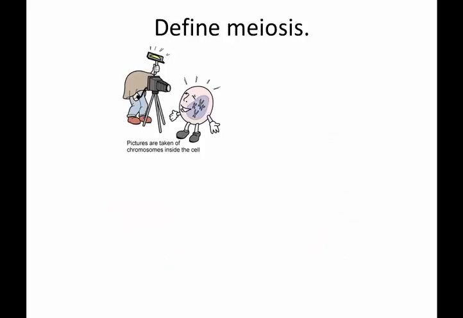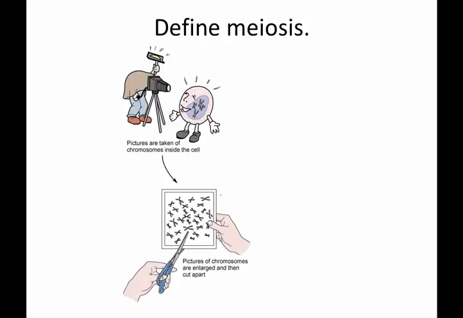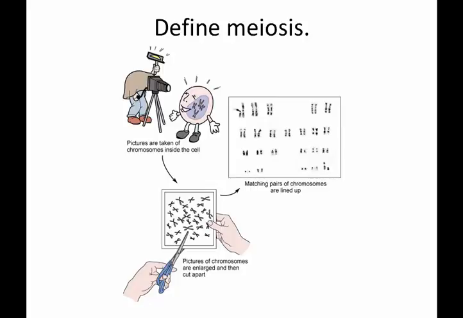In order to study genetics, we often take pictures of cells, and we take pictures specifically of the chromosomes inside the cells in order to ask genetics-based questions. When we take a picture of all the chromosomes, we then enlarge it and actually cut out all the individual chromosomes in order to analyze them. We can actually match the pairs of chromosomes by lining them up in order from largest to smallest. Let's take a closer look at this image here.